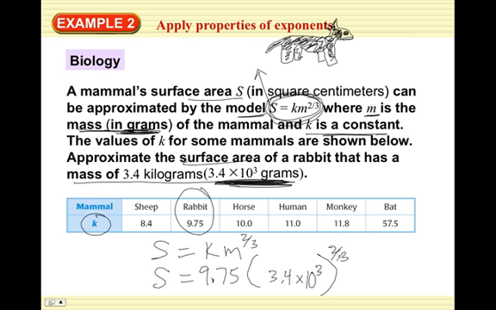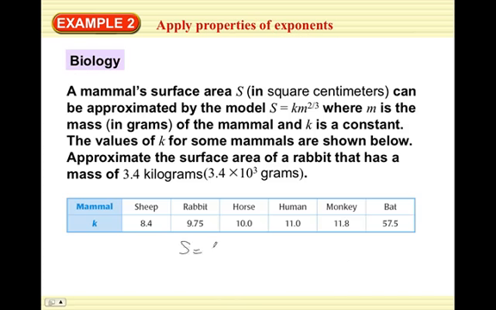So 2/3. Now, you have to use your properties. 3.4 times 10 to the 3rd, all to the 2/3 power means I have to take 3.4 to the 2/3, 10 to the 3rd to the 2/3. Okay, all times 9.75. So S equals K M to the 2/3. K is 9.75. M is 3.4 times 10 to the 3rd, all to the 2/3 power.